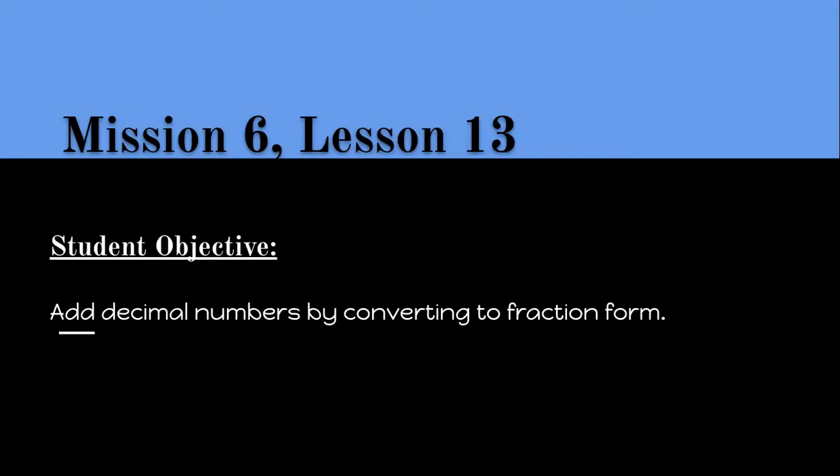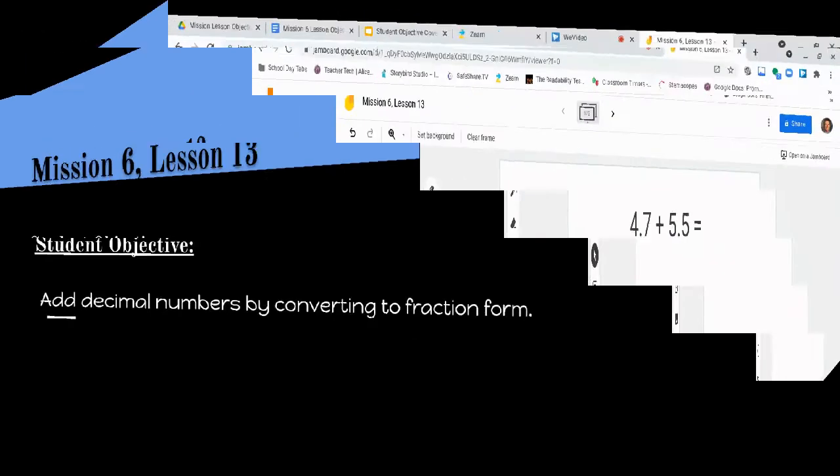Here we are at Mission 6, Lesson 13, where our student objective is to add decimal numbers by converting to fraction form. So we're going to be adding two decimal numbers today, and we're going to be seeing how if we convert them to fractions, we can easily solve them because we know how to add fractions pretty easily, and we're going to see what that looks like in comparison to decimals and how we can use the skills of adding fractions to help us add decimals.